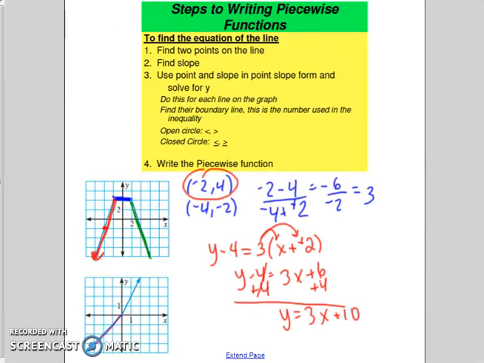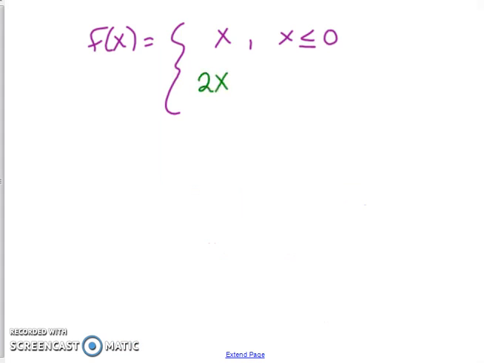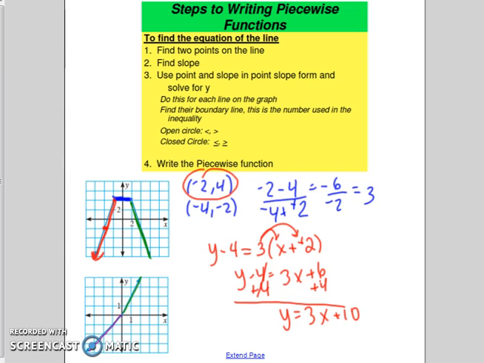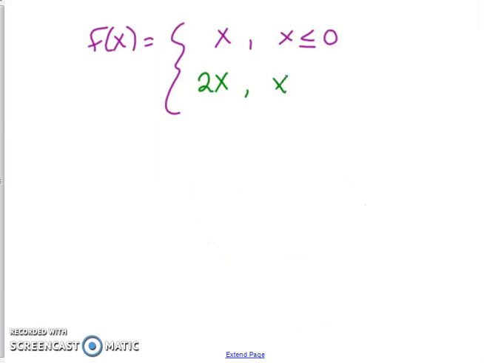Now the second part of this line here, if you count that slope, it's up 2 over 1. So there's a slope of 2, a y-intercept of 0. So that's 2x. And that is greater than 0. Since I already included the 0, I'm not going to include it here. Okay, and that one would be that function.